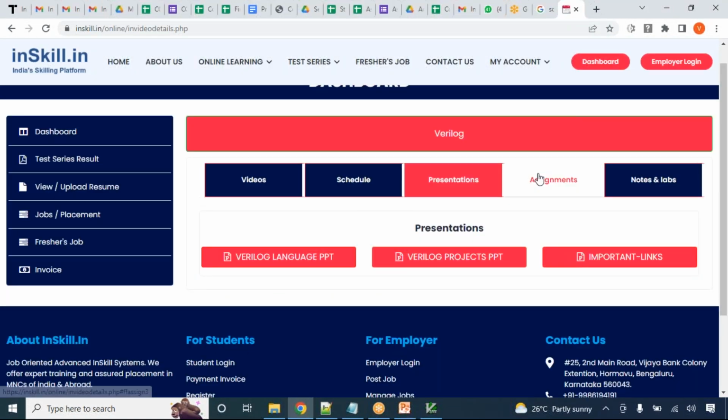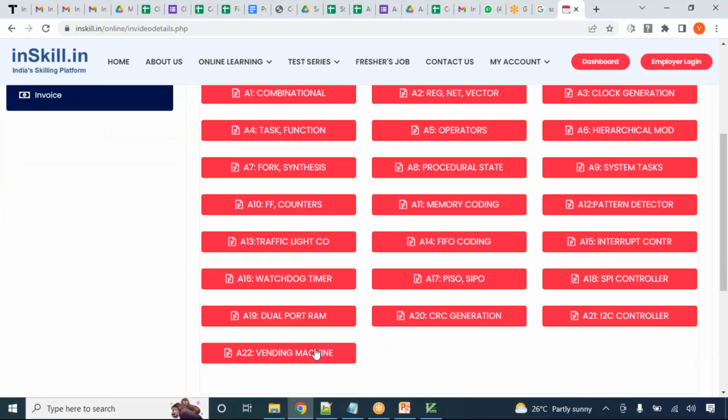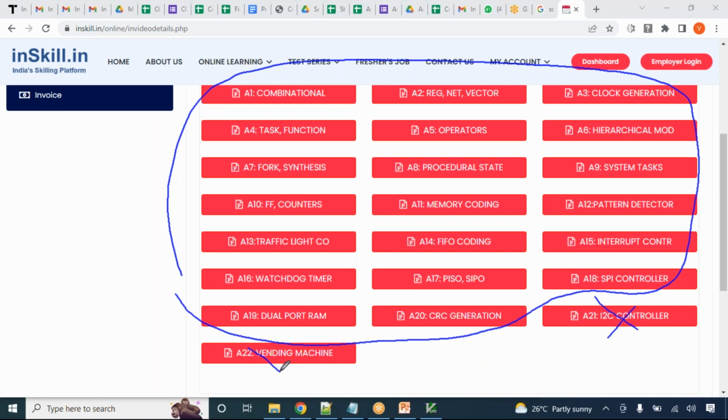Other than that, you will get the assignments here, where you will have access to assignments. There are almost 22 assignments in Verilog. For our course purpose, if you can complete this many, that's sufficient. You need to complete 20 assignments.